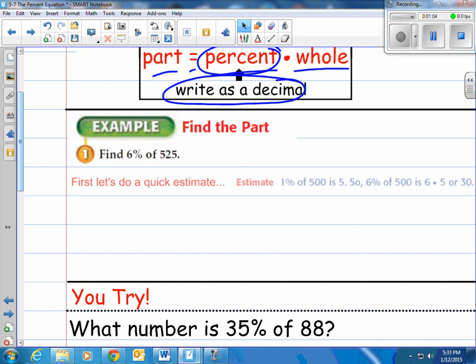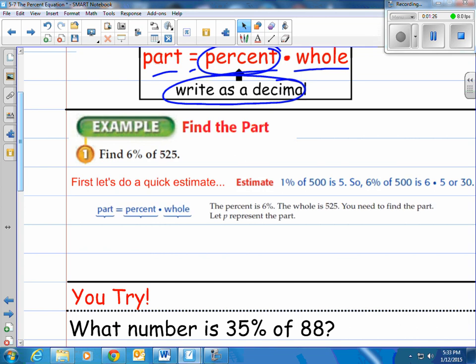Well, let's first do a quick estimate in our head. We know that 1% we can calculate pretty quick. We've got 525, so let's take 500. Let's round it down. So 1% of 500 is 5. Just move the decimal over 2. We need 6 of those. That's going to be 30. So the answer should be close to 30.